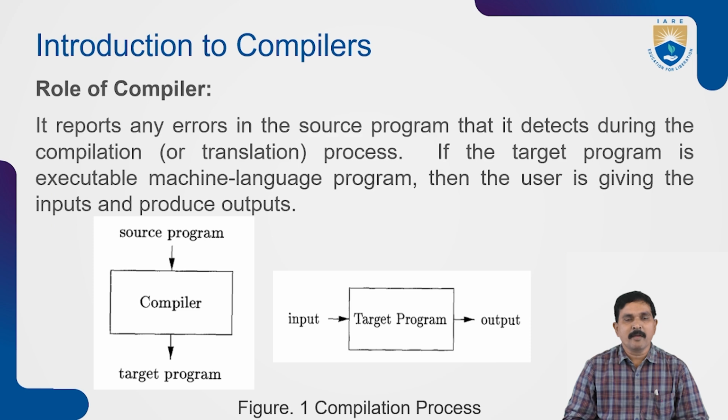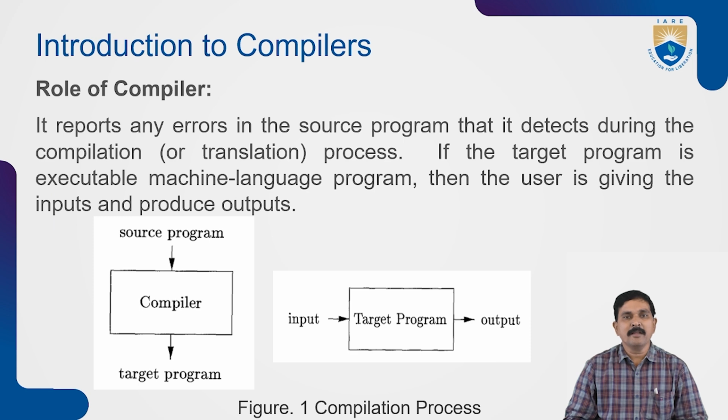So the role of the compiler is nothing but it reports any error in the source program that it detects during the compilation or translation process. Means before generating the target code, the compiler will verify the source program, all the instructions typed by the user. If all the instructions are typed in the appropriate manner, grammatically, syntactically or semantically, everything is correct, then it shows no errors. Then only it can generate the target code.